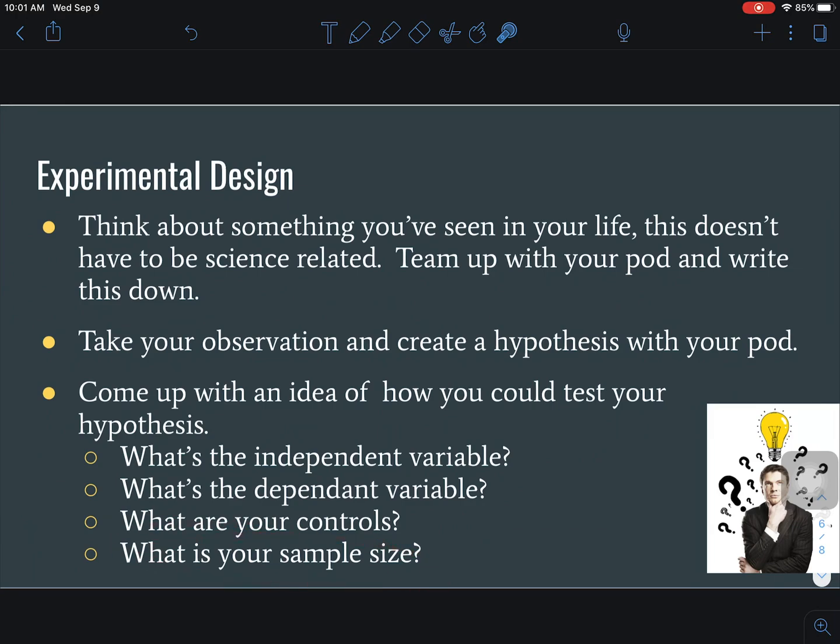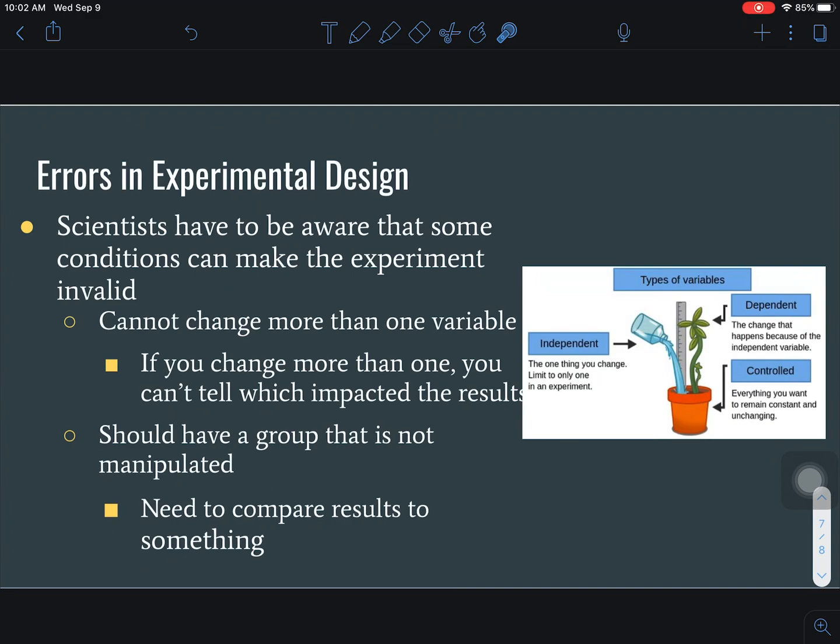And something that we want to make sure we talk about is sample size. We don't just want to drop something once and be done. We want to do it multiple times to get multiple points of data. So it's not just, was that a fluke occurrence or a random occurrence that caused it? We want our results to be based upon repeatable data.